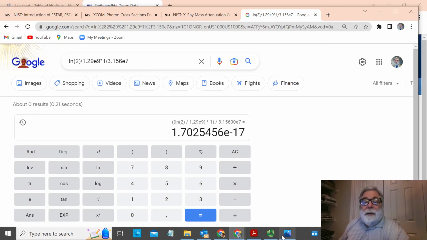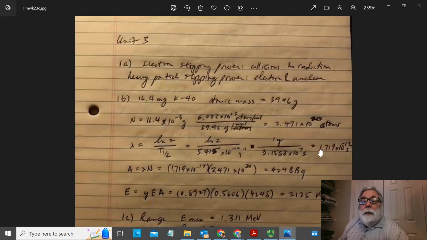Let's see if I got my work right. 1.7 times 10 to the minus 17 per second. Okay, so I multiply the decay constant times the number of atoms I have, and I get 4,250 becquerel. I want to make one comment. I see a lot of people giving me answers with as many decimal points as your calculator will present. We're only given the mass of potassium to 3 digits, 16.4 milligrams, not 16.3998, not 16.4010.